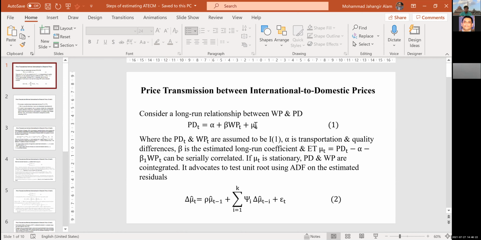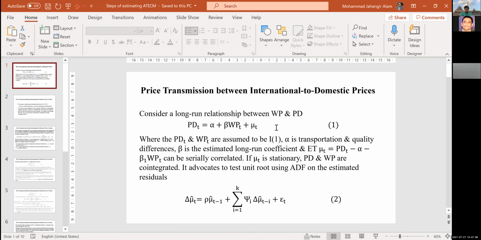That actually matches the economic theory, the law of one price. If markets are functioning very well, a change in one market will transmit to the other market, but only up to a certain point, as it involves transaction cost. So alpha represents the transaction cost, which we say is the transportation and the quality differences. And beta is the estimated long run coefficient, and the error correction is mu t. So mu t represents the error correction term.